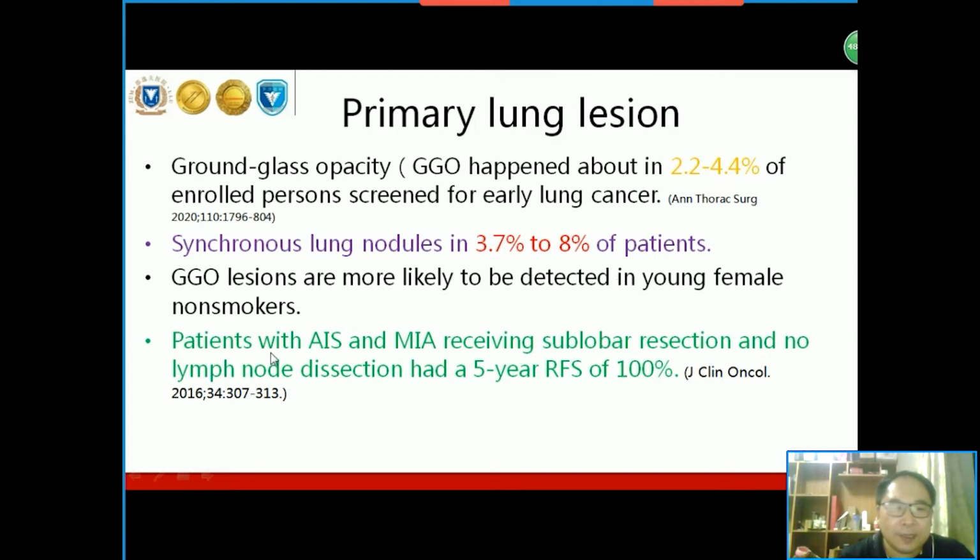It is important that patients with AIS or microinvasive adenocarcinoma receiving sublobar resection and no lymph node dissection have a 5-year recurrence-free survival of 100%. It means that most of the lesions as GGO don't have to undergo lobar resection or lymph node resection.